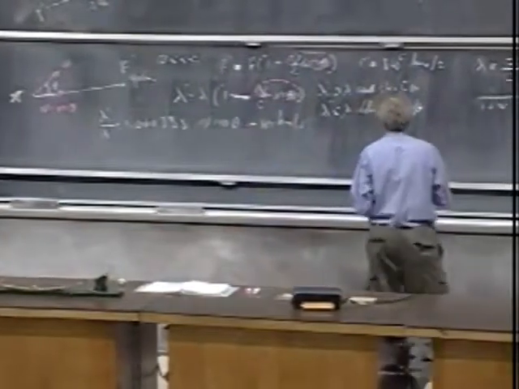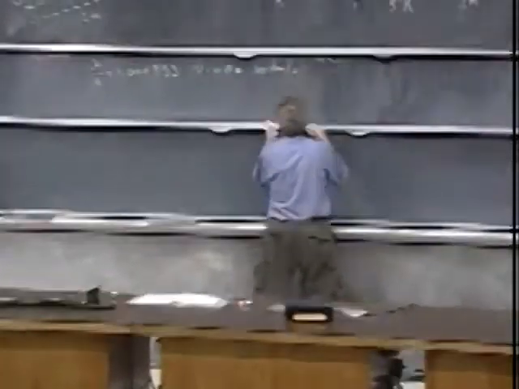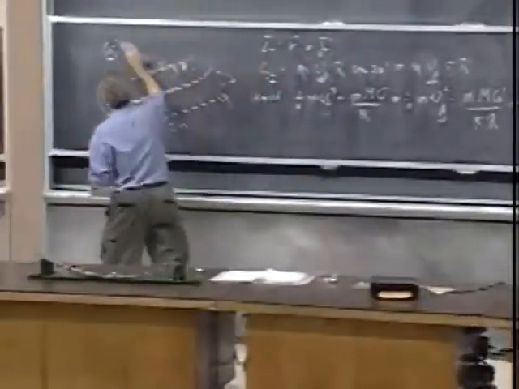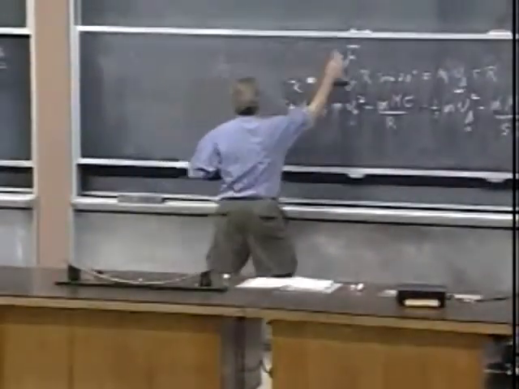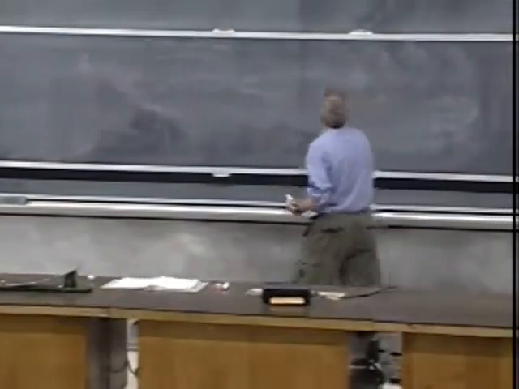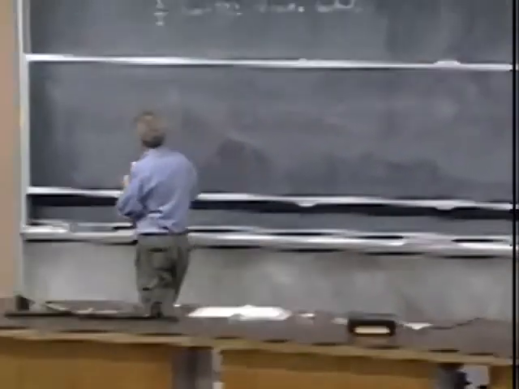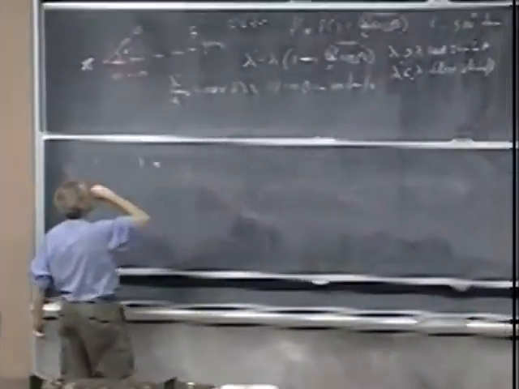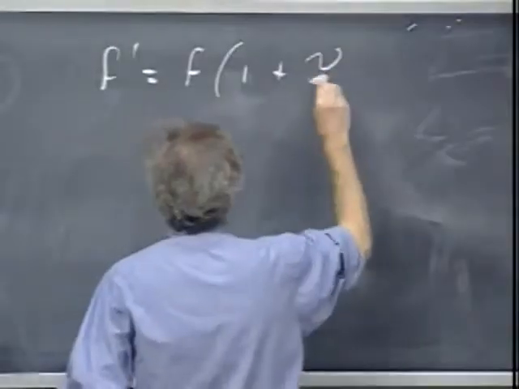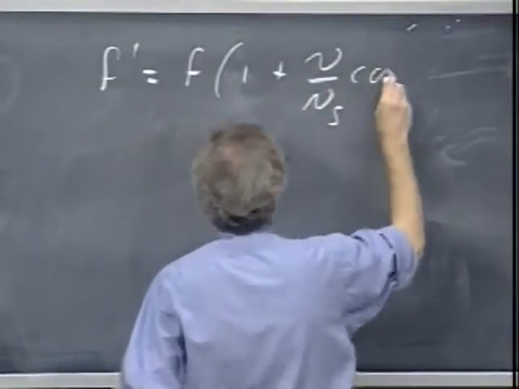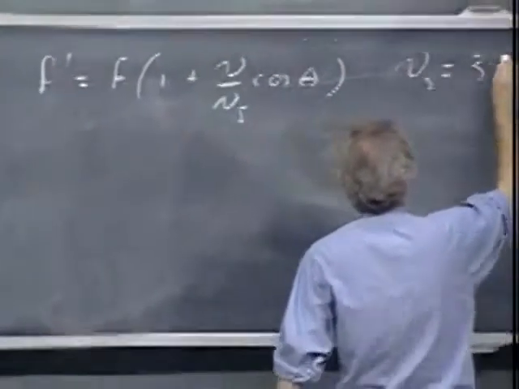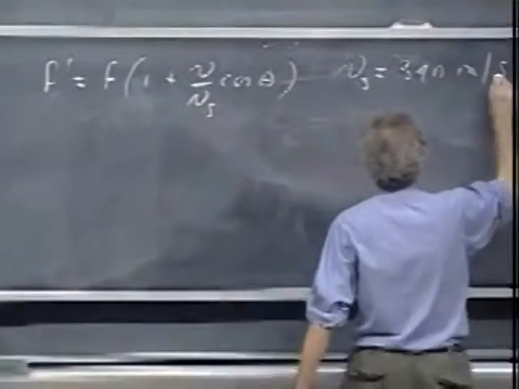If we apply this to sound, then we get a very similar equation. Suppose you sit still in 26100 and I move a sound source toward you, but you don't move, then you get the similar equation that f prime, the frequency that you will hear, equals f times 1 plus v over v sound times the cosine of theta. And the sound speed is about 340 meters per second at room temperature.